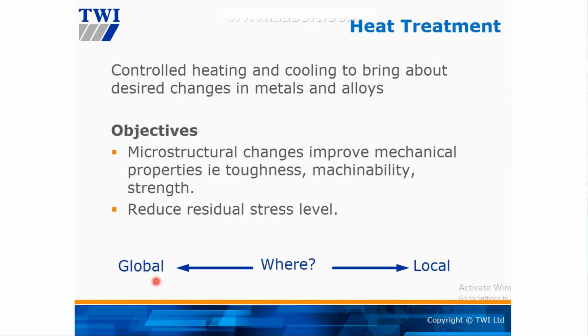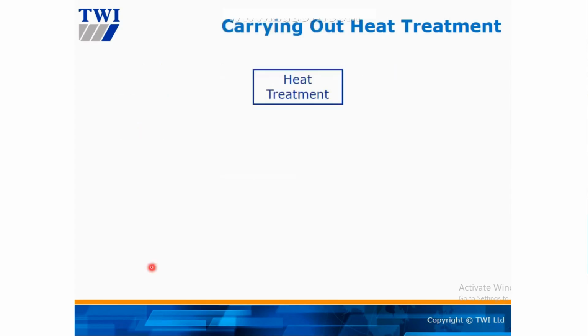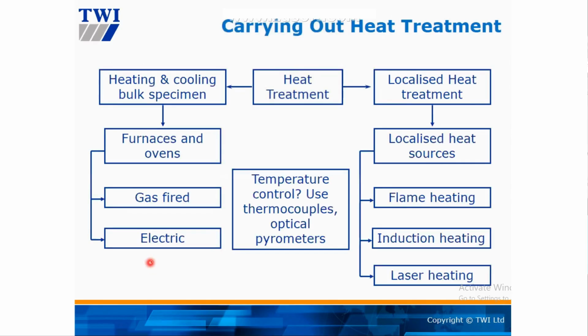Global means the whole material we do heat treatment, or local means only a small part of the material, all right? It's not the whole material. For a joint like welding, we do heat treatment for the joint area only. So that becomes local. So here they talk about heat treatment can be localized or maybe the whole material.